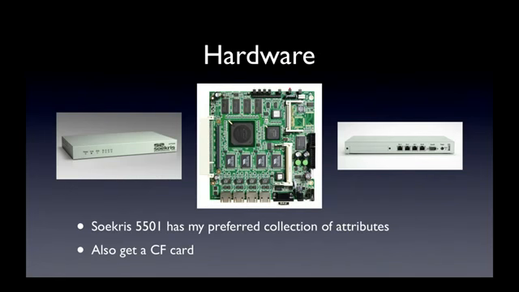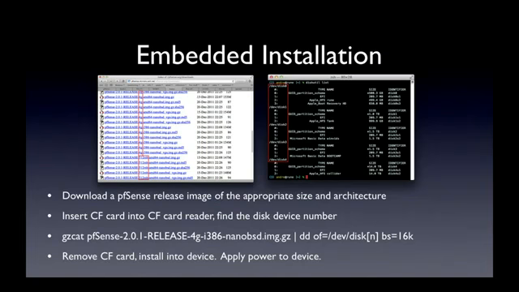So for hardware, I chose the Soekris 5501, which has Ethernet ports and 512 megs of RAM and a CPU that's reasonably fast, and an internal CF card slot. Also some serial stuff, but we're not going to need that. So you download a release image that is suited for the size of the CF card that you have and also for the architecture that you have. In my case, I chose the 4 gig i386 NanoBSD image.